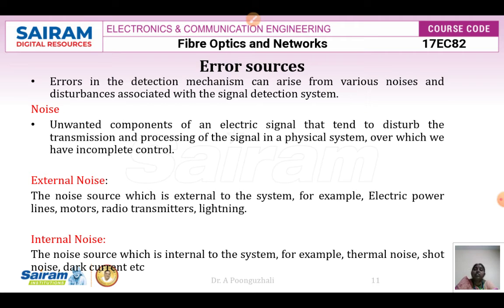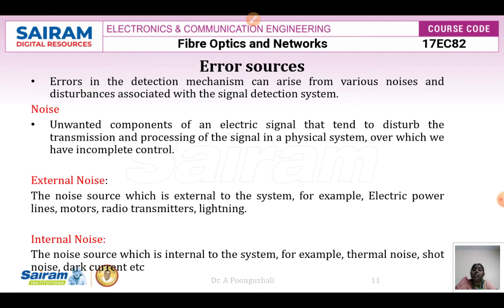The error sources. The errors in the detection mechanism can arise from various noises and disturbances. The noises are nothing but the unwanted components present along with the electrical signal, which tend to disturb the original information signal. So we should see what noise signals are present. One is external noise, the other is internal noise. External noise is the noise from sources external to the system. Examples are electric power lines, motors, radio transmitters and lightning. All these are your external noise.